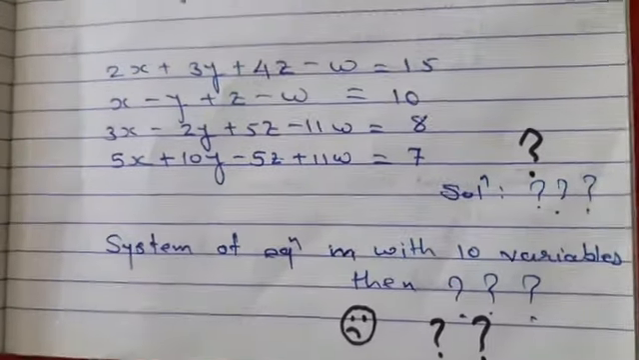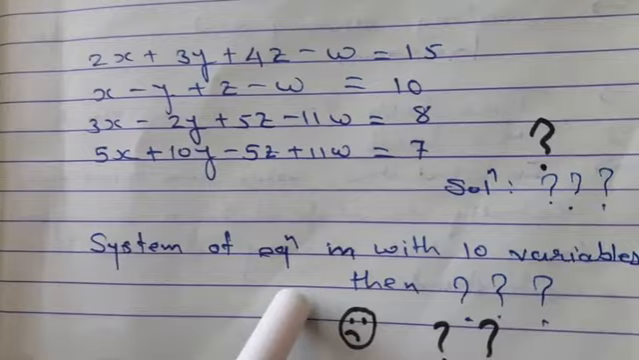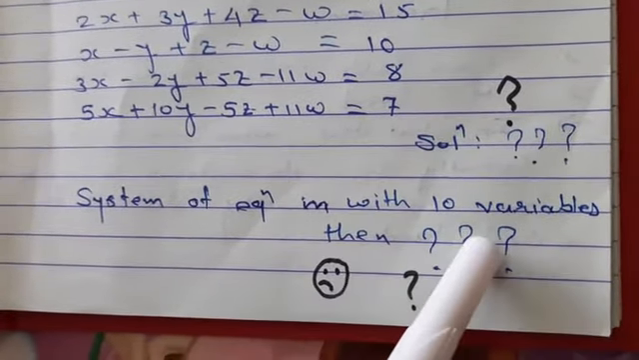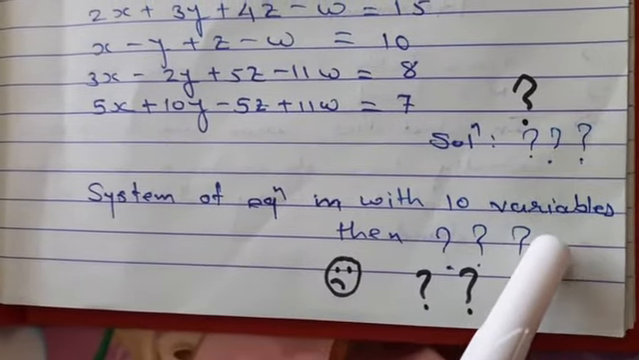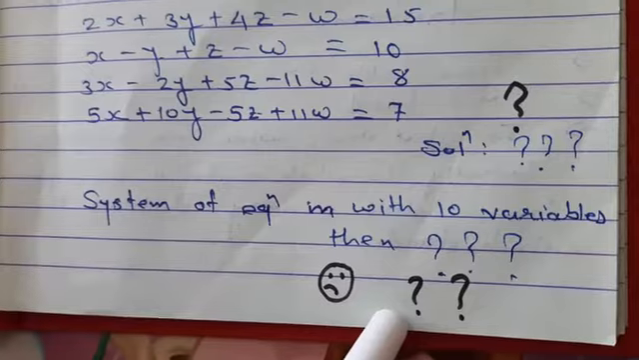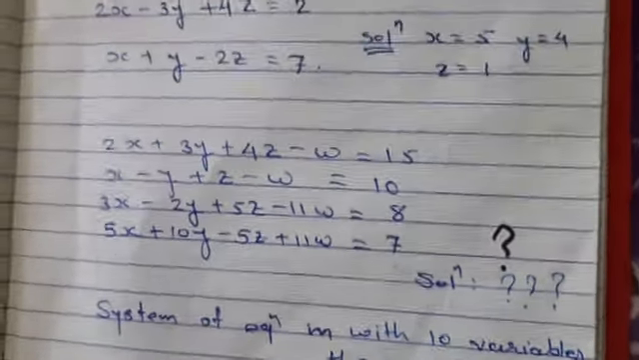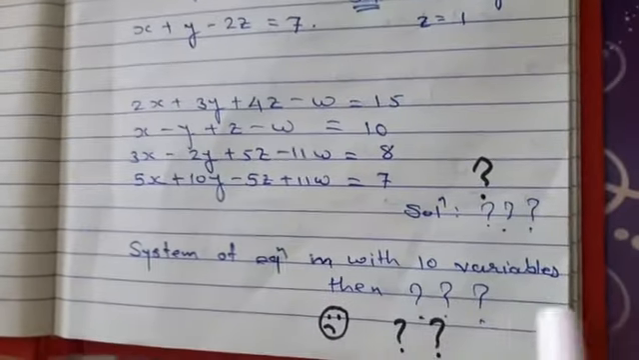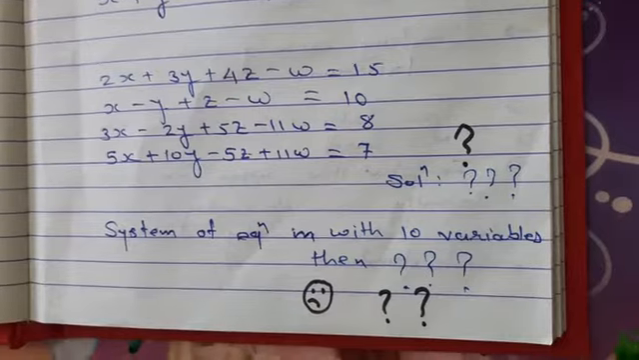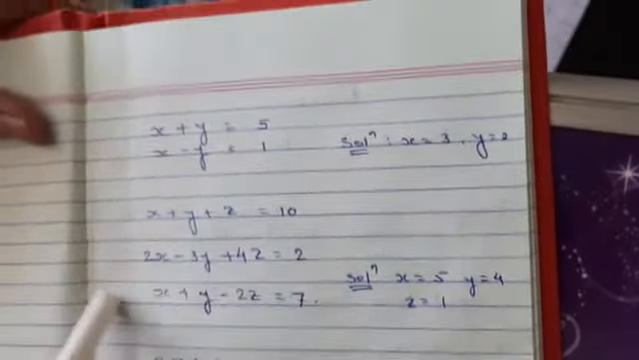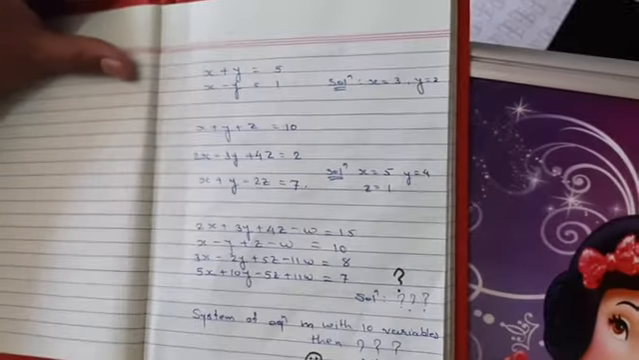Now imagine if you have a system of equations with 10 variables, then how many equations do you need? Obviously 10. Now what will be the solution? How much time will it take? So to get the solution when we have a larger number of variables and equations, with the normal method we cannot find the solution. In this type of scenario, matrix is the solution.